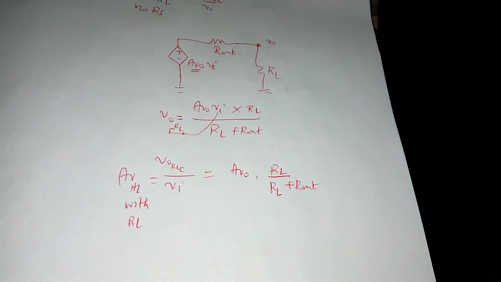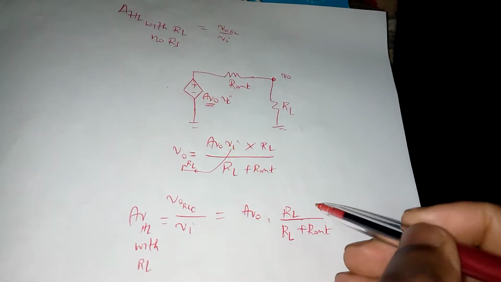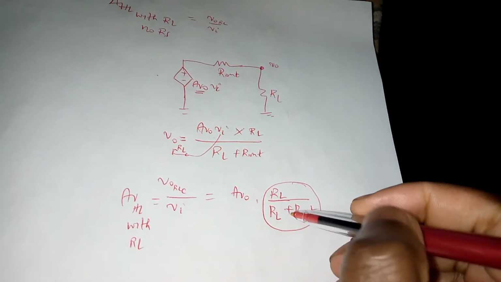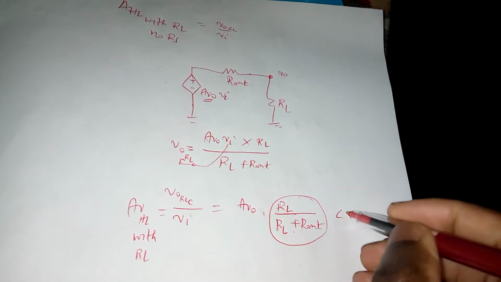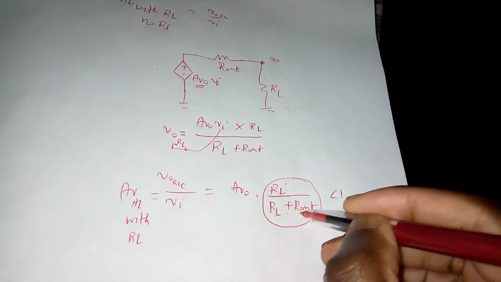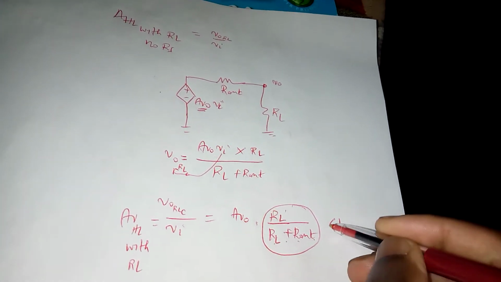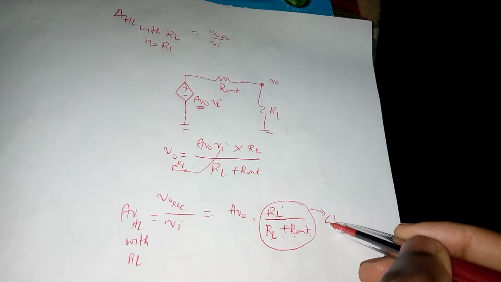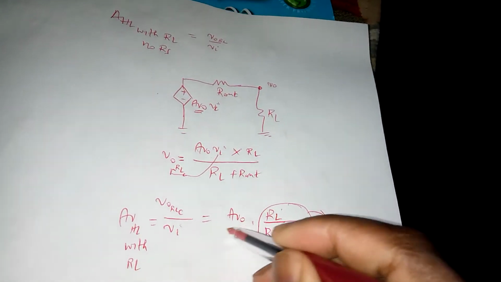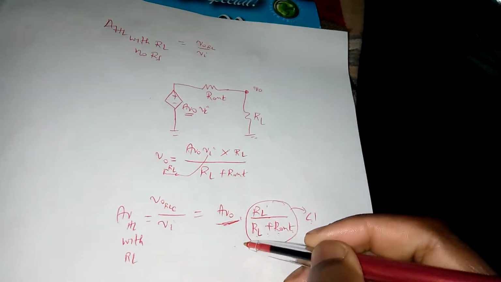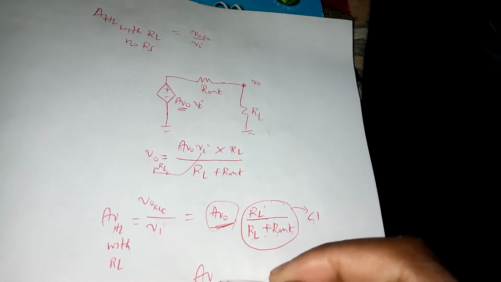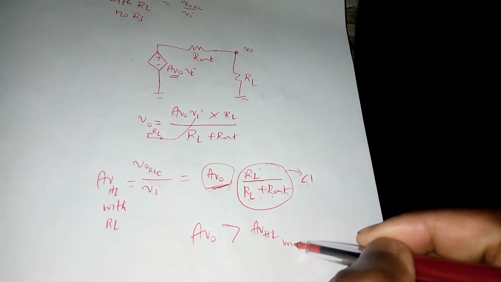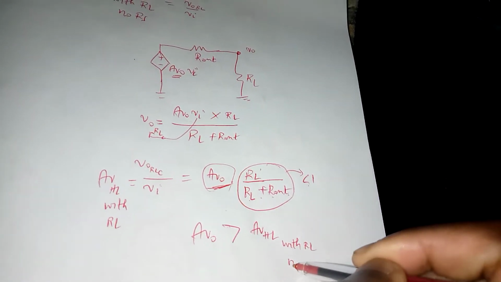Similarly to having RS, we also have RL here, creating a loading parameter, which is also less than 1 because it's RL divided by RL plus something. The fact that this part only is less than 1, not the whole thing, multiplying something less than 1 by AVO reduces it. So AVO is still higher, therefore, than the half loaded gain with RL, no RS.